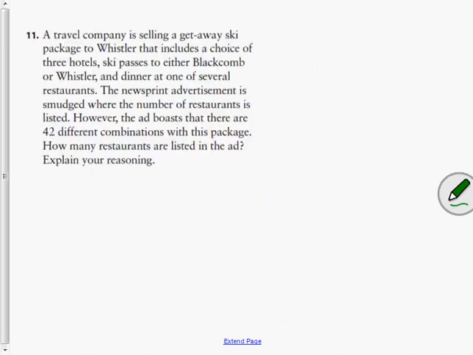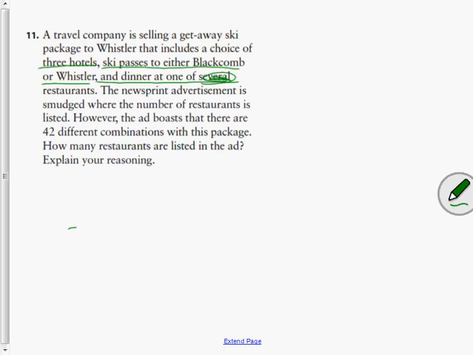For question 11, question 11 says a travel company is selling a getaway ski package to Whistler that includes a choice of 3 hotels, ski passes to 2 different mountains, and dinner at one of several, it doesn't say how many, but several restaurants. The newsprint advertisement is smudged where the restaurants are listed.